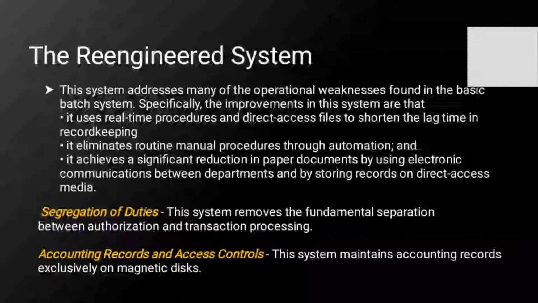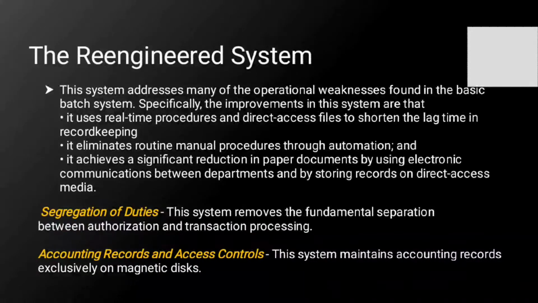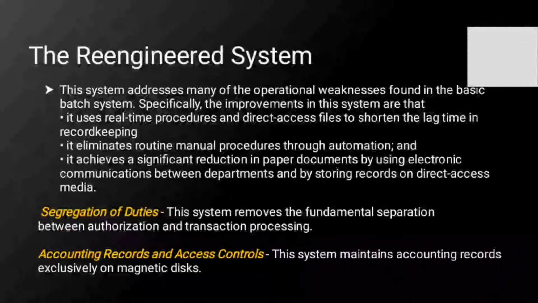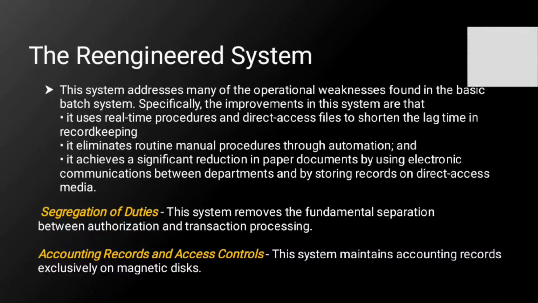Segregation of duties. This system removes the fundamental separation between authorization and transaction processing. The computer programs authorize and process purchase orders and authorize the issuing of checks to vendors. So, to compensate for these exposures, the system needs to provide management with detailed transaction lists and summary reports. These documents describe the automated actions taken by the system and allow management to spot errors or any unusual events that warrant investigation.